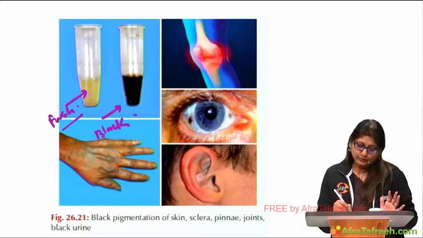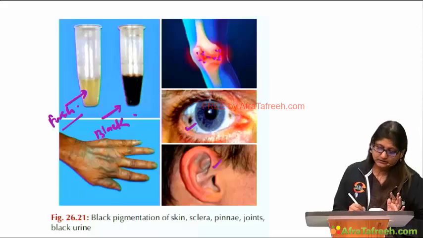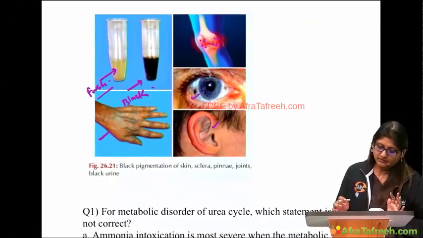And in addition, you have got deposition in the synovial fluid of these alkapton bodies, resulting in arthritis, and black pigmentation in the conjunctiva, in the ear, the skin. These all are characteristic of alkaptonuria.